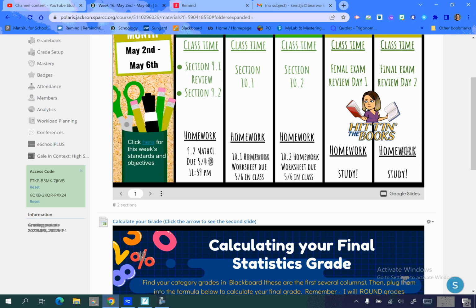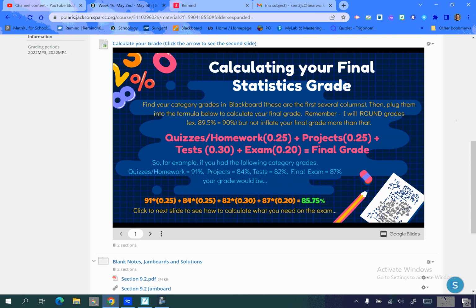There we go. All right, this is our folder in Polaris right now. Right below the WAG, you guys can see how to calculate your grade if you want to use that formula. Okay, everything is set. You've got a couple homework assignments that are going to go in, and then your last project, but your test category is done.